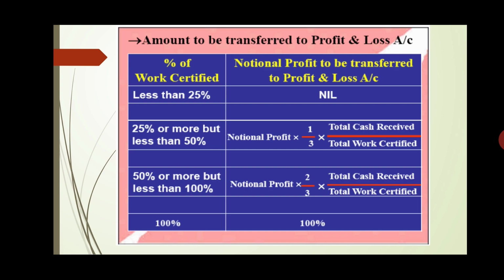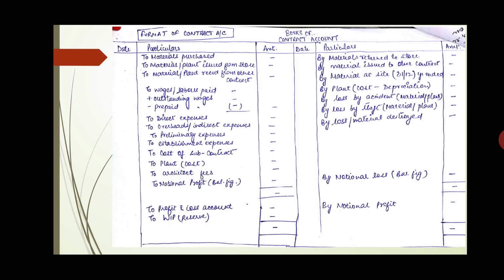If 100% of the work is completed, then 100% of the profit has to be shown corresponding to the profit and loss account figure. So certainly the practical questions are based on the first 3 rules. Now this is a format to prepare the contract account.